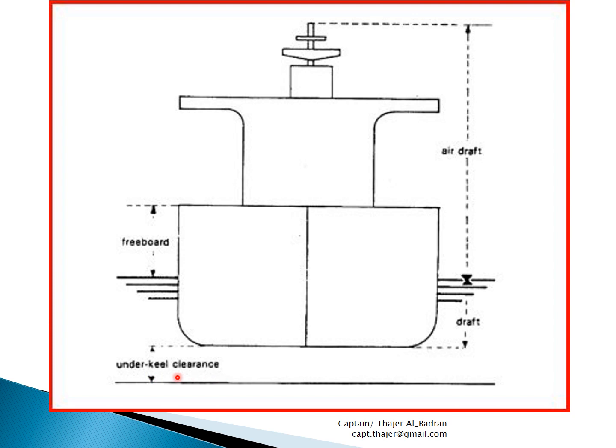Under keel clearance is a vertical distance added to the draft. An increased margin of safety is added to the draft to ensure that the ship does not run aground when steering over a shoal or shallow water.